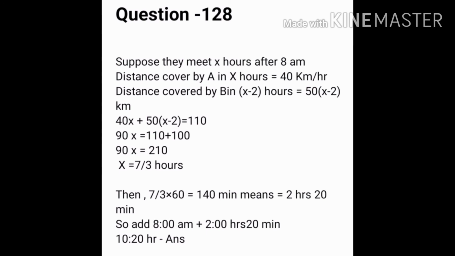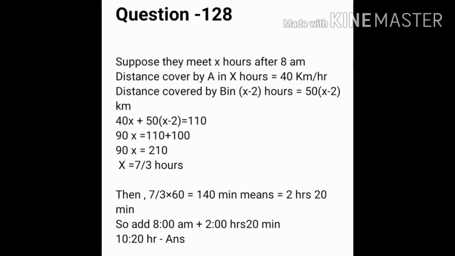So suppose they meet x hours after 8 am. So the distance covered by A is 40x km. The distance covered by B in x minus 2 hours is 50 into x minus 2 km. So 40x plus 50 into x minus 2 in total is 110 km apart. So 90x is equal to 110 plus 100. 90x is equal to 210. So x is equal to 7 by 3 hours.